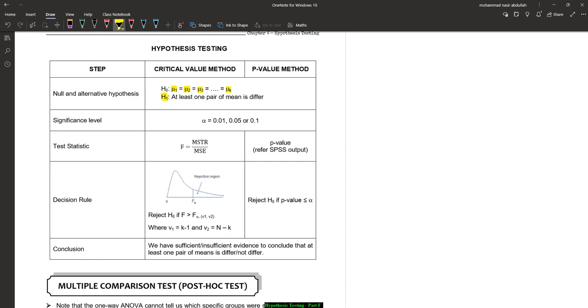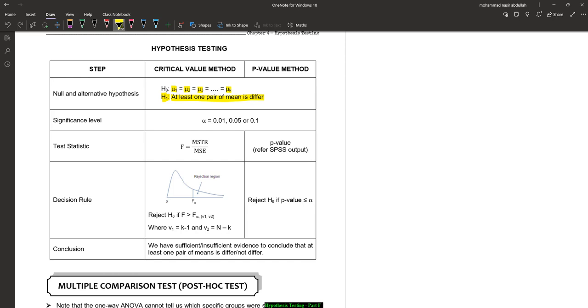But for the alternative hypothesis, right? The alternative hypothesis is always the same. At least one pair of means differs, right? So at least one mean differs. It is not necessarily that all must differ. There is at least one. Let's say group 1 equal to group 2, but group 3 is not equal to group 2 and group 1. So at least one mean differs. Then we are going to reject the null hypothesis.